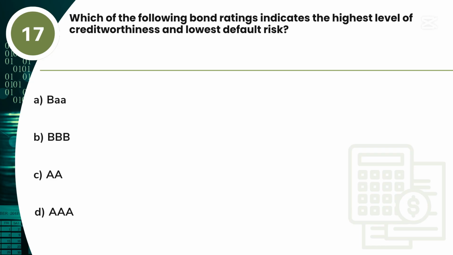Question 17. Which of the following bond ratings indicates the highest level of creditworthiness and lowest default risk? A. BA. B. BBB. C. AA. D. AAA.